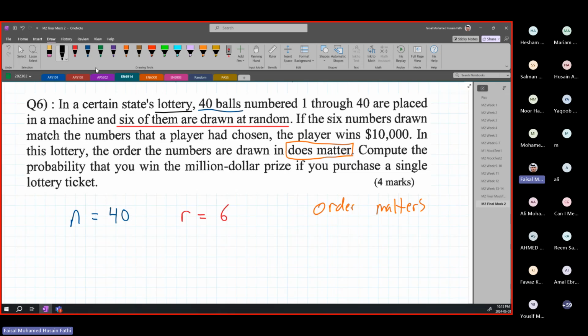Since they said order matters, instantly you know you're going to be using permutation instead of combination, which is P instead of C. All right? Because order matters. Compute the probability that you win the $1 million prize if you purchase a single lottery ticket.